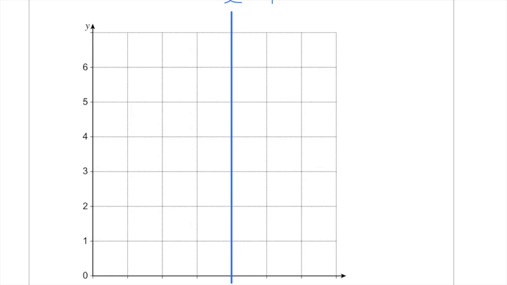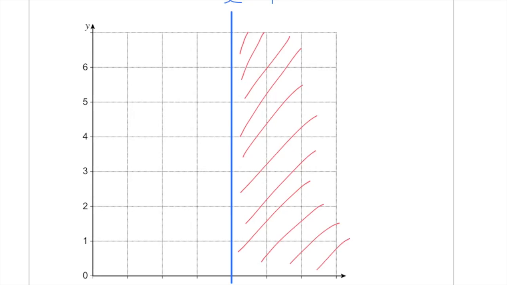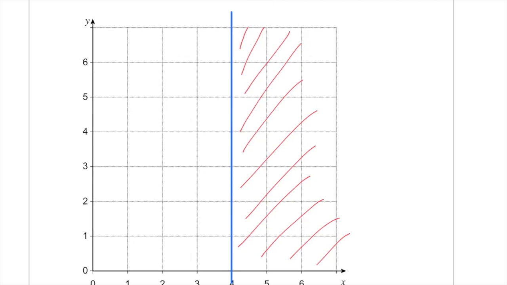Now, we want x to be less than or equal to 4, which means we don't want any of the region where x is greater than 4, so I'm going to shade out all of the region to the right-hand side of this line. Our next inequality was y is less than or equal to x, so we're going to start off by drawing the line y equals x.